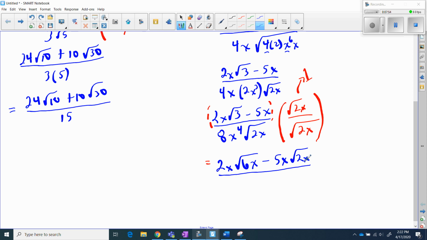Now the denominator, I have 8x to the 4th, square root of 2x multiplied by the square root of 2x. Remember, the square root of anything multiplied by the square root of that exact same thing just gives you the radicand, the number underneath the radical. All right, getting there, almost.